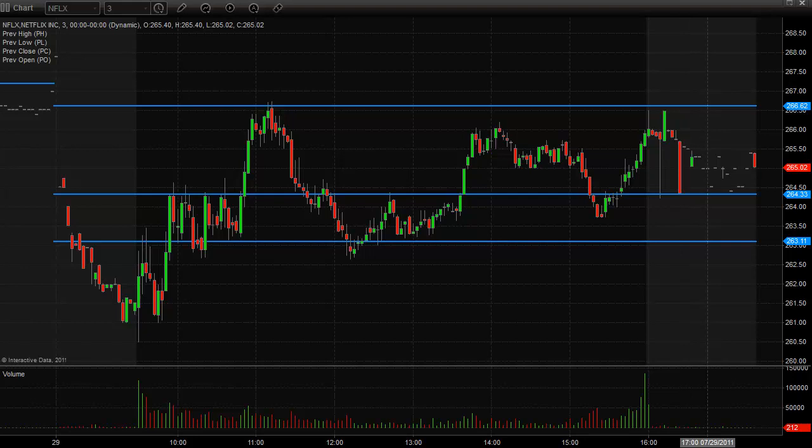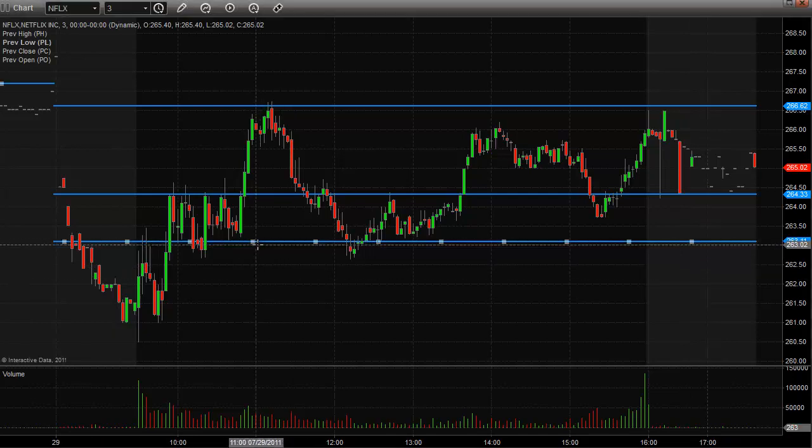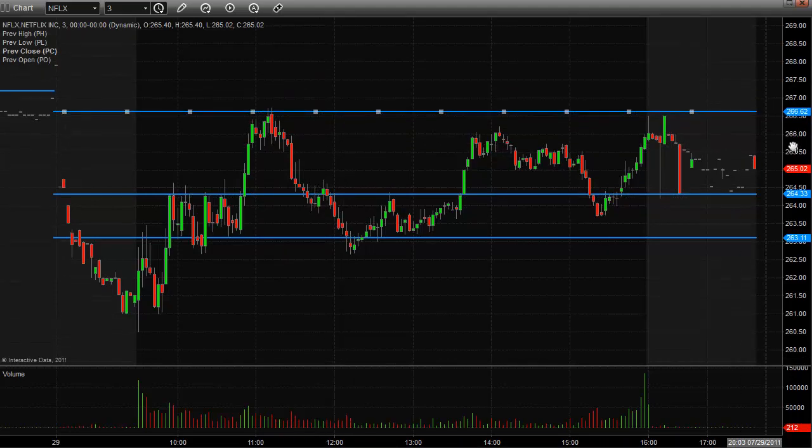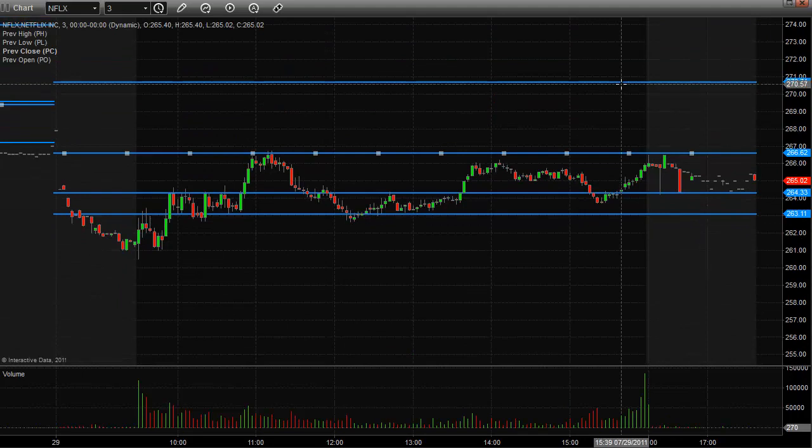You can see I have these blue lines here. This lower one is the previous low, so yesterday's low. And then we have here yesterday's open and yesterday's close. And then let me scroll out here. You can see yesterday's high was up here.